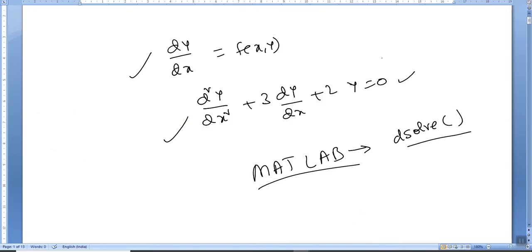Suppose a second order linear differential equation is given, and also given y of 0 equals 1 and y dash 0 equals 2. Then how to solve the differential equation? Just a very simple analytical method. Solve the differential equation. You will get the solution in terms of C1 and C2. For finding C1 and C2, substitute these two initial conditions. Again, we can solve such a differential equation with the help of the dsolve function.